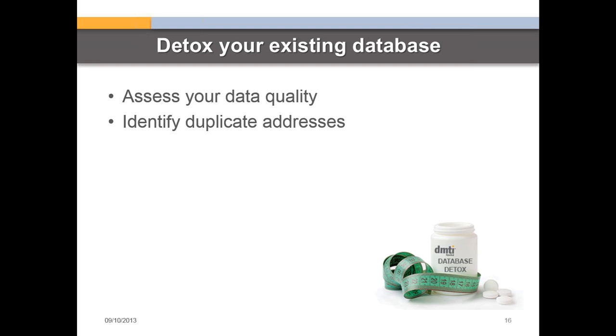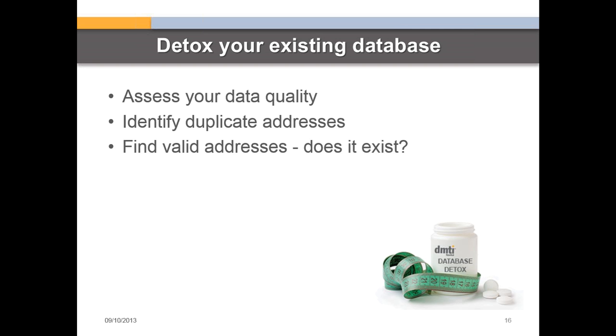Identify duplicate addresses. Now once you've identified duplicate addresses, you can either remove them from your database, or you can look at the reasons why they're duplicate addresses within your databases, but at least you've got a flag there so that you know they're duplicate and they're in your database more than once.